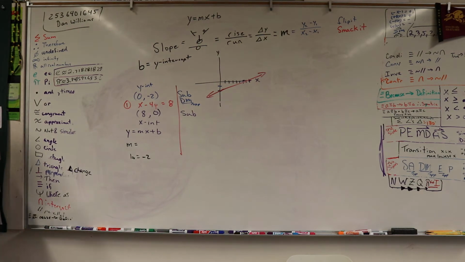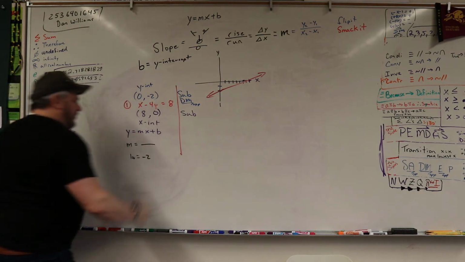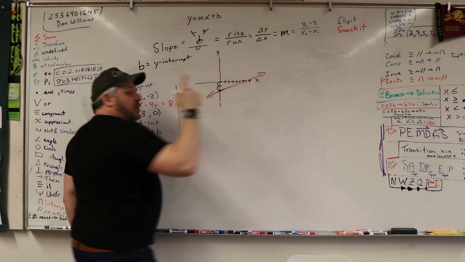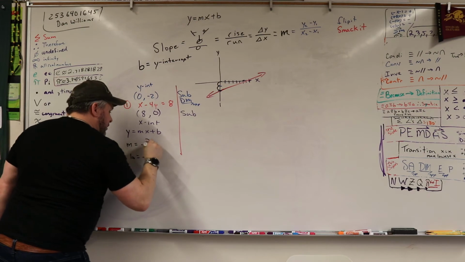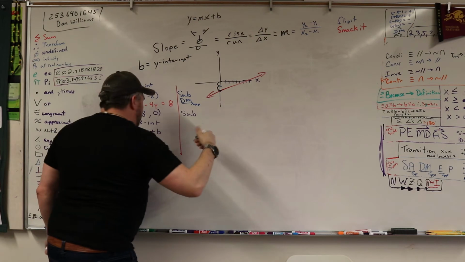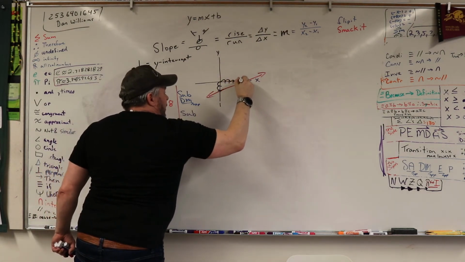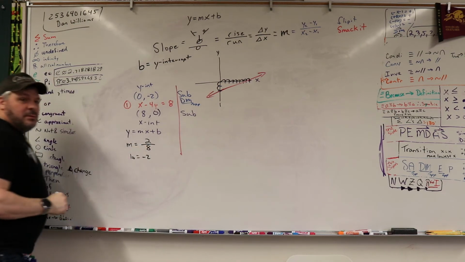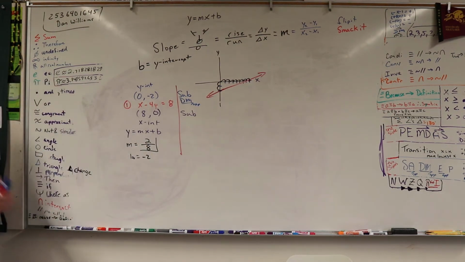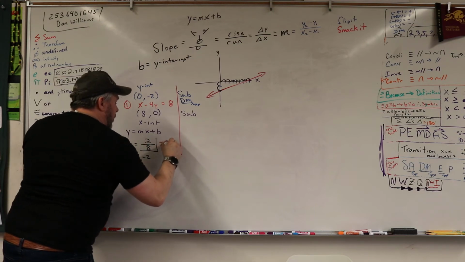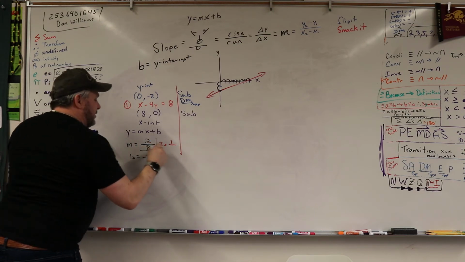What's my slope? What's my rise over run? -4. So how much do I go up? 2. Good. I went up 2, over 8. Right or left? Right. So I went right 8. What is 2 over 8? What goes into 2 and 8? 2. Yes. So 2 goes into 2 once, and 2 goes into 8 four times.